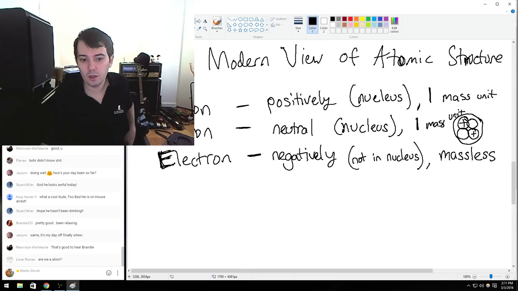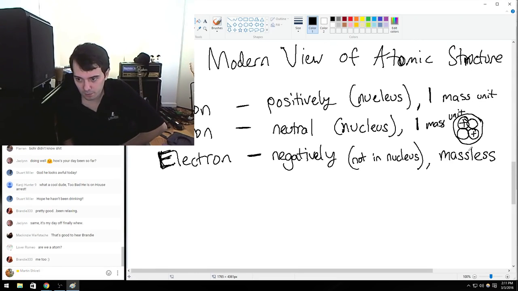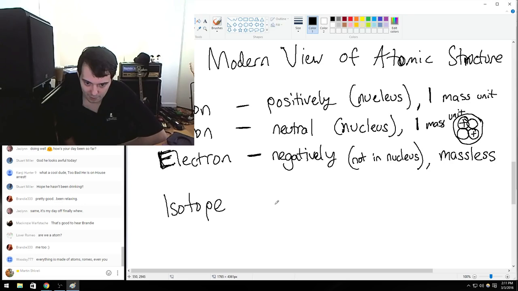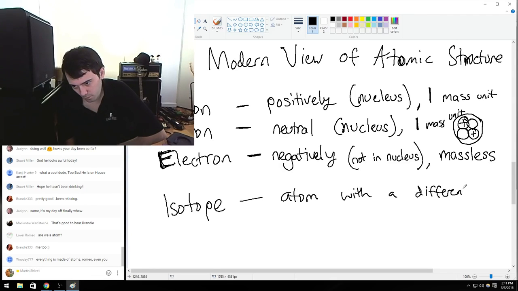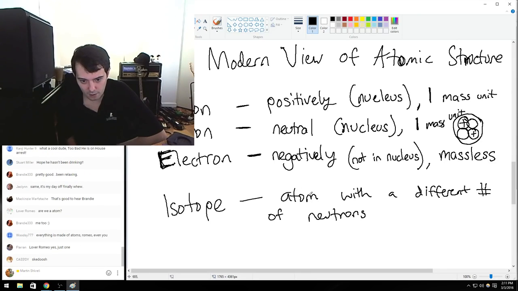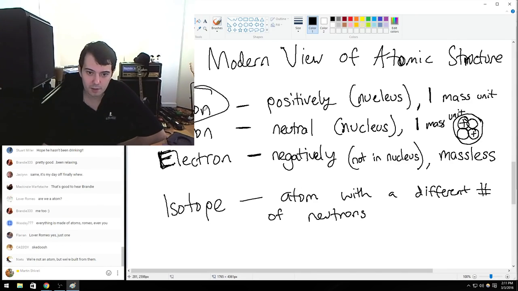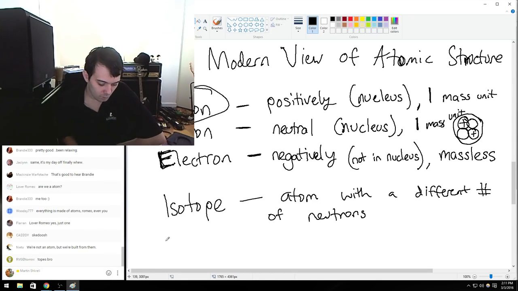So, before we move on, these are important things that are going to come up over and over again. We're just going to talk quickly about something called an isotope. An isotope is an atom with a different number of neutrons. We identify atoms by the number of protons they have. We'll talk about that in just 2 seconds. Different number of neutrons, but same number of protons.